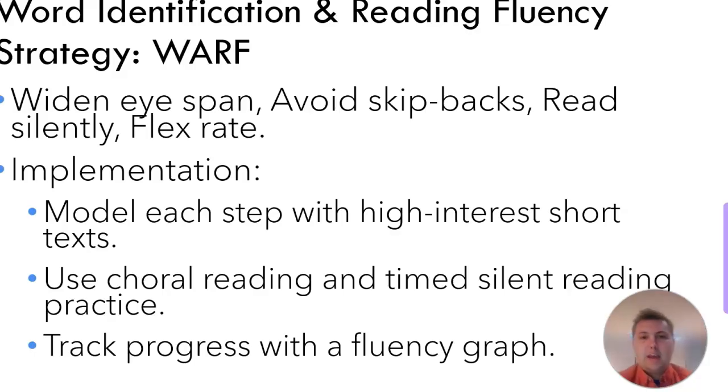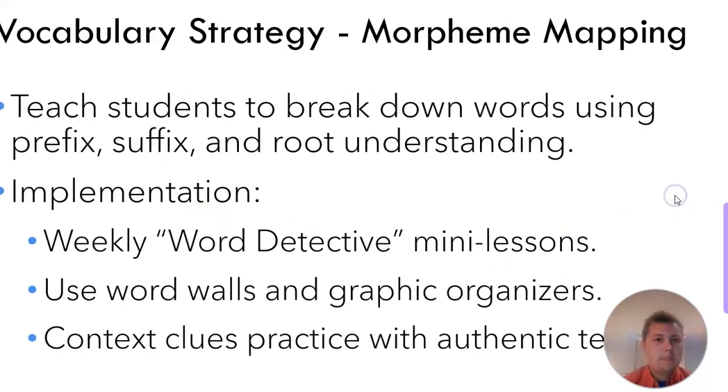So let's hop into our strategies here. We have word identification and reading fluency. The strategy that we like to use for this is called WARF. So you widen the eye span, avoid skipbacks, and read silently. So first we want to model to the group how this works, and just kind of check how the student is reading: faster, skimming, slower for deep reading. You can use choral reading as well and track the progress with a fluency graph. So this would be something that we continually go over and we keep building on week by week here.